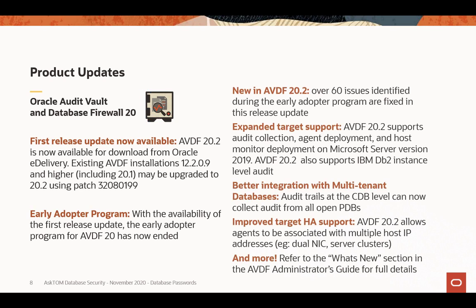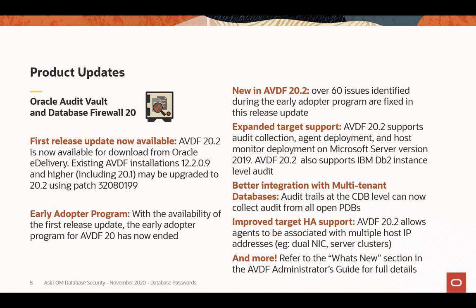Also like to let you know about an update to Audit Vault and Database Firewall 20. This week we released the first major patch for that, so release update 2 is now available. You can either download a complete new installation from the Oracle Software Delivery Cloud, eDelivery, or you can download a patch to upgrade it from My Oracle Support, and I have the patch here on the screen. With the release of this, the early adopter program for Audit Vault and Database Firewall 20 is now ended. We've got the first major patch set out.